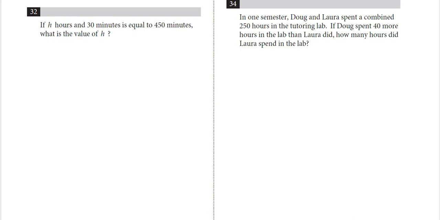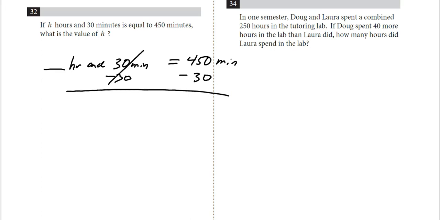Number 32, if h hours and 30 minutes is equal to 450 minutes, what is the value of h? So how many hours? So we have blank hours and 30 minutes comes out to be 450 minutes. Well, if I take away the 30 minutes, kind of look at it like an algebra equation almost, then that would be how many hours is 420 minutes. And we know that there's 60 minutes in 1 hour. So I could just divide by 60, and that would give me 7 hours.